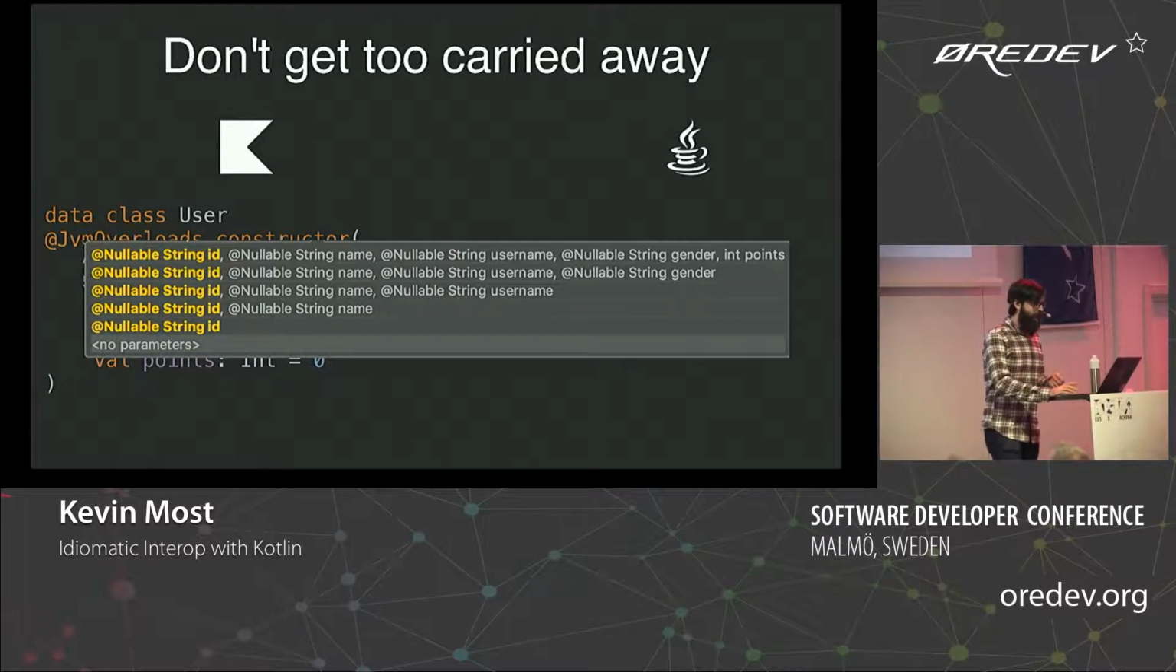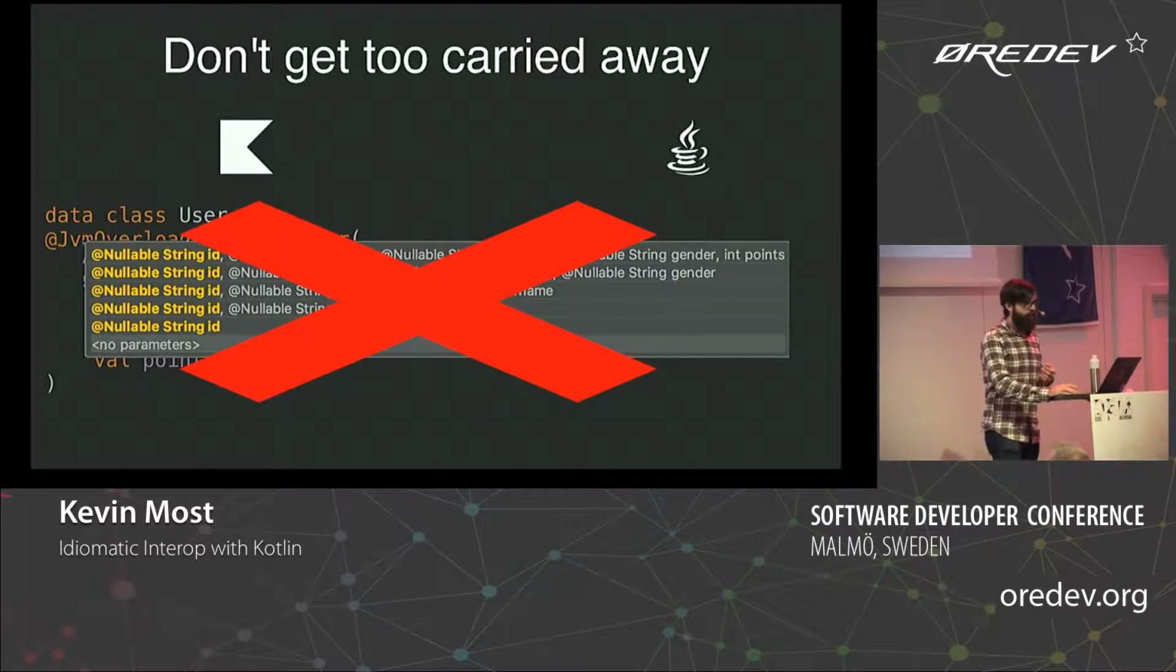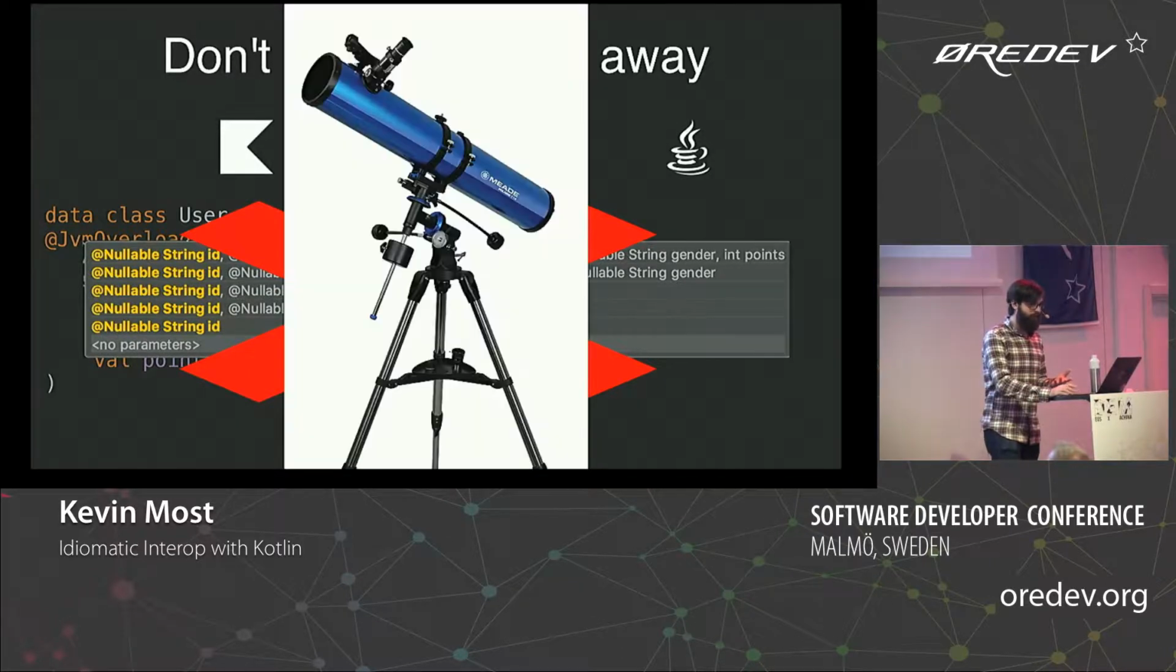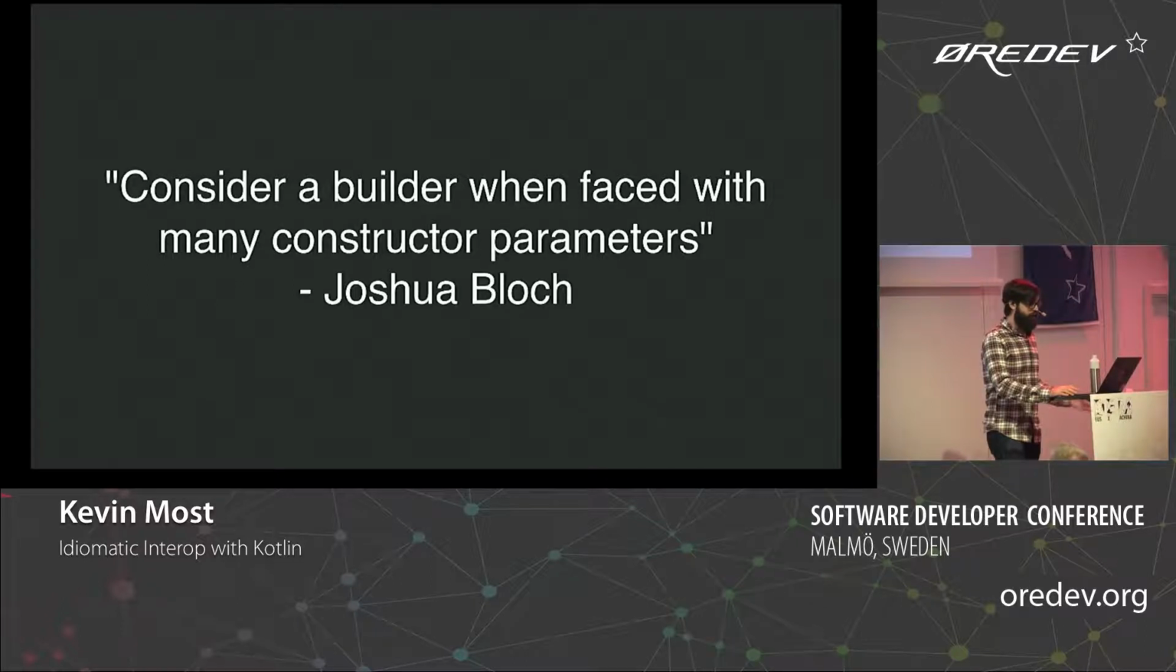So this is bad, and you shouldn't do it. It's what Effective Java calls a telescoping constructor, and you don't want telescoping constructors. Josh Bloch said you should consider a builder in this case, and the same kind of logic applies here. Just because this is Kotlin doesn't mean that builders are forbidden. If you're thinking about Java interoperability, you should really consider falling back onto builder patterns in these cases.